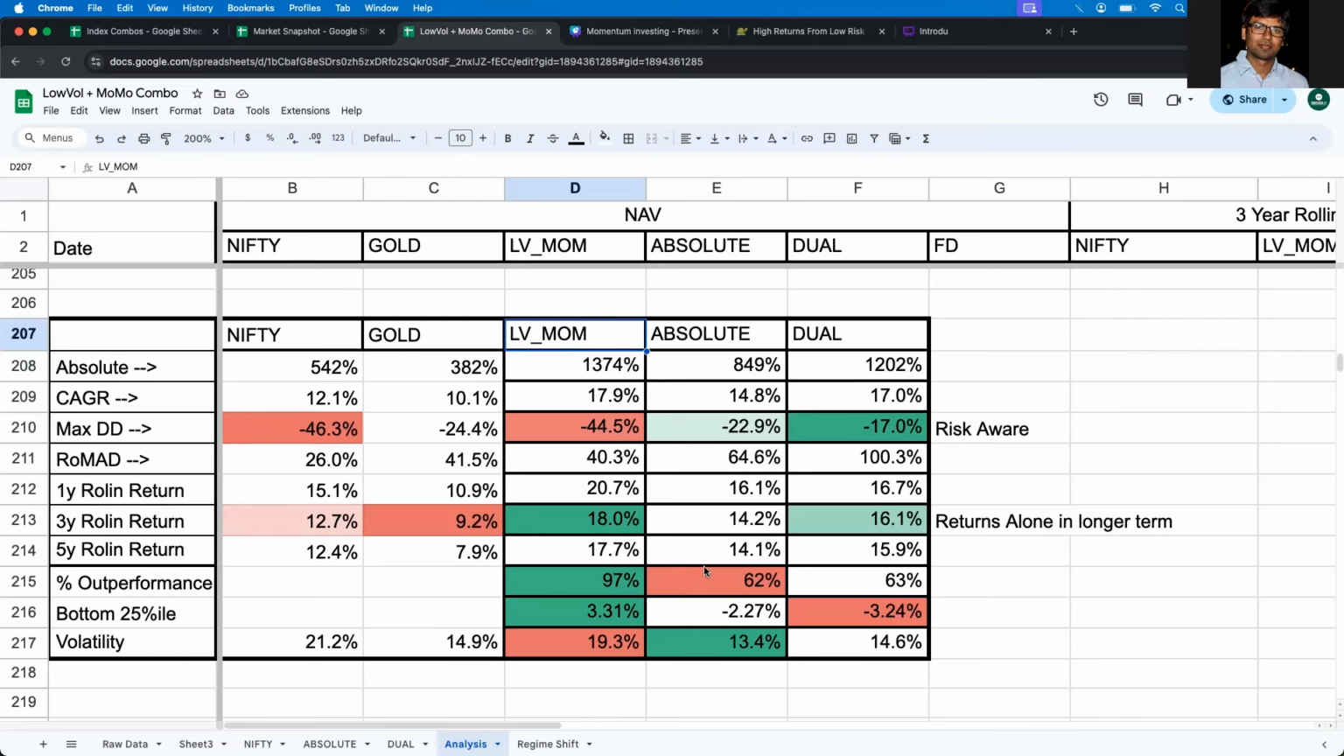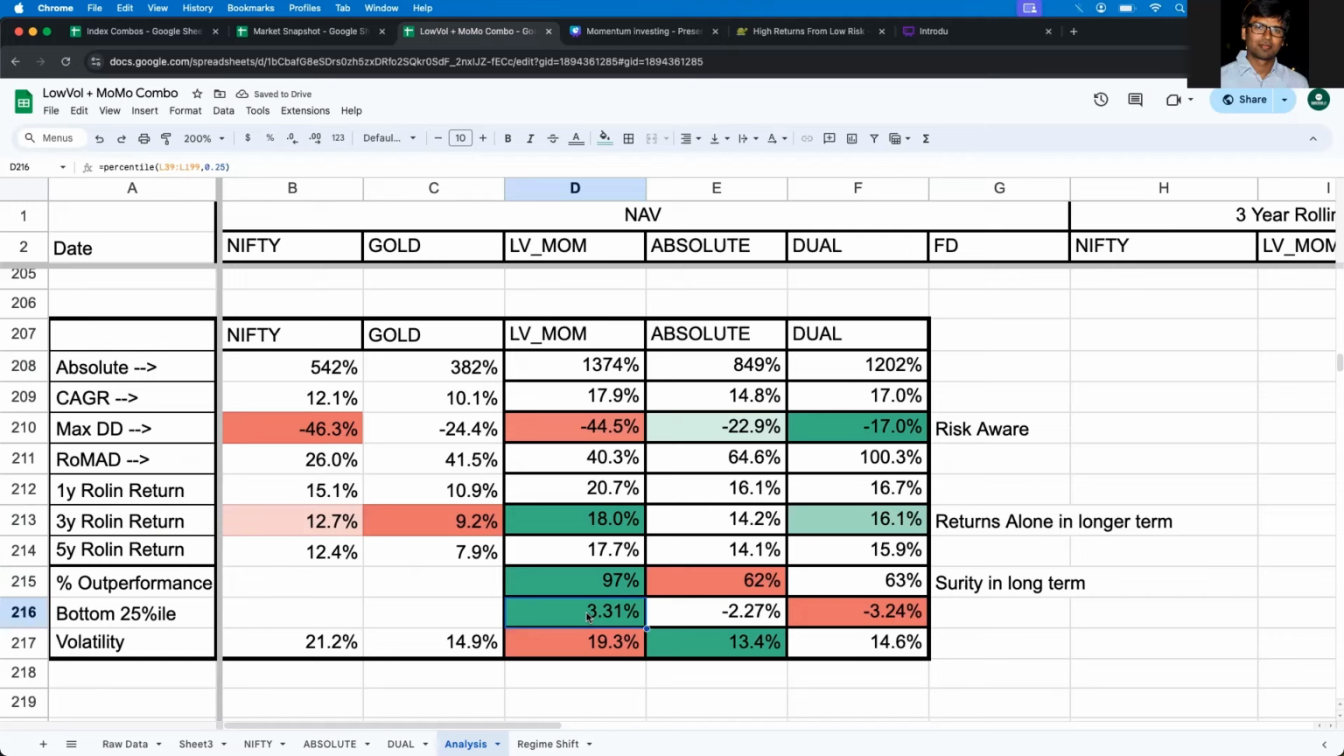Now, that again gets dwindled when you are in either absolute or dual momentum. In absolute or dual momentum, the downside is protected, but the upside is not. And when the upside is not, there can be instances where you might underperform even Nifty. So that is the point that one needs to take care of. So if you're only focused on the surety of getting great returns in the long term, if that is the metric, then again, LVMOM pure sounds good.